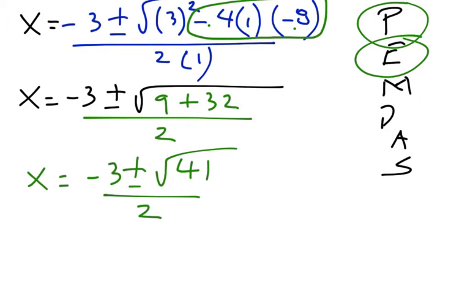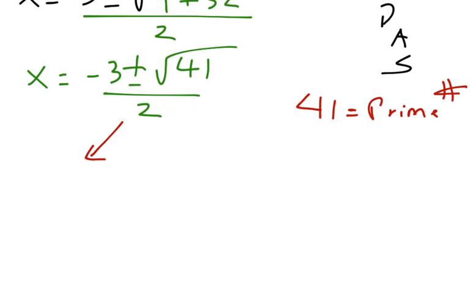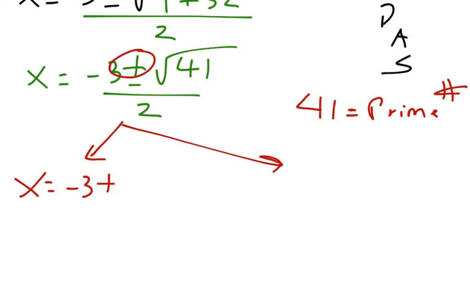Can I reduce the 41? Can I take something out of that radical? I believe 41 is a prime number, so there's nothing that I can take out. So I'm going to break that into two answers. Remember, two answers. My first answer is with the plus, with the positive sign. So it's going to be -3 plus square root 41 divided by 2.